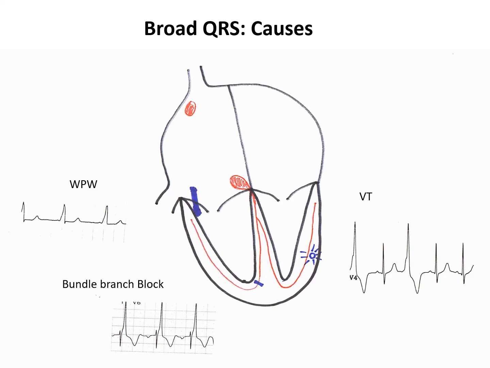This is a very informative slide which sums up the causes of broad QRS. So in WPW syndrome, as we have already discussed, because of the presence of the delta wave due to pre-excitation, it can appear as if the QRS complexes are broad. The other most important differential is ventricular tachycardia. The third differential is bundle branch block, which can also lead to broad QRS complexes.